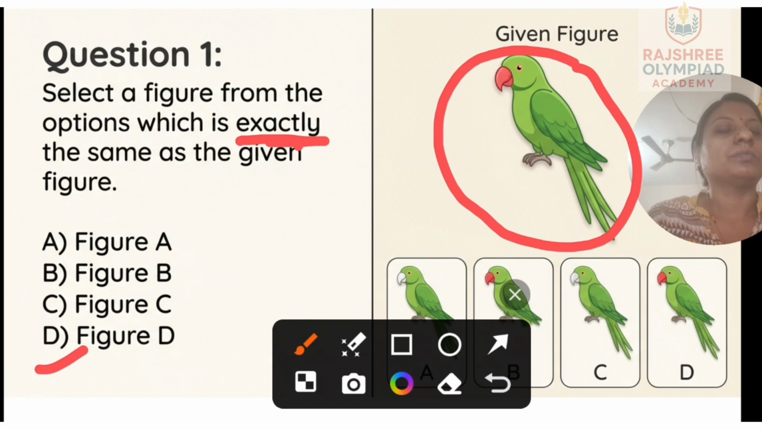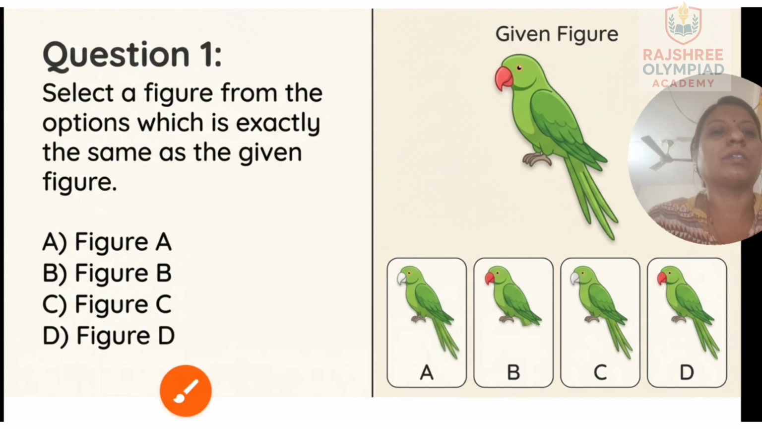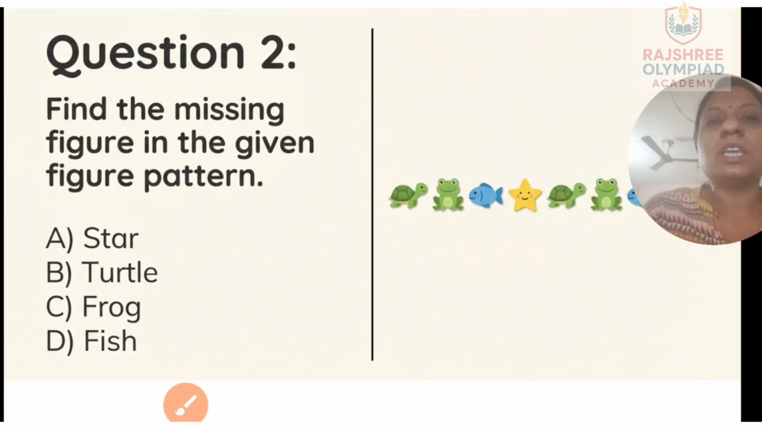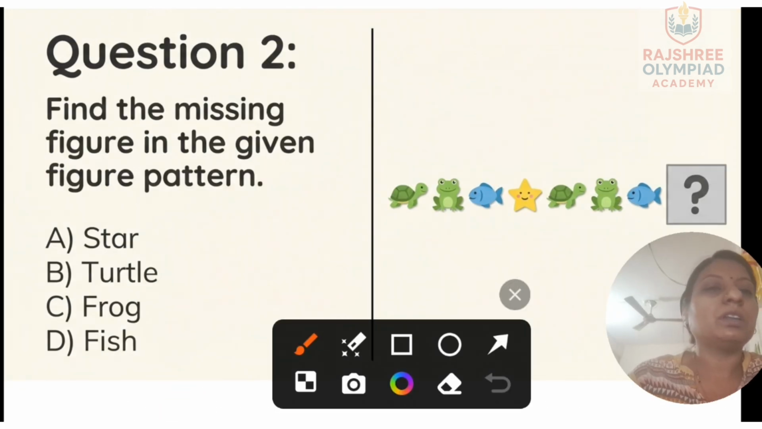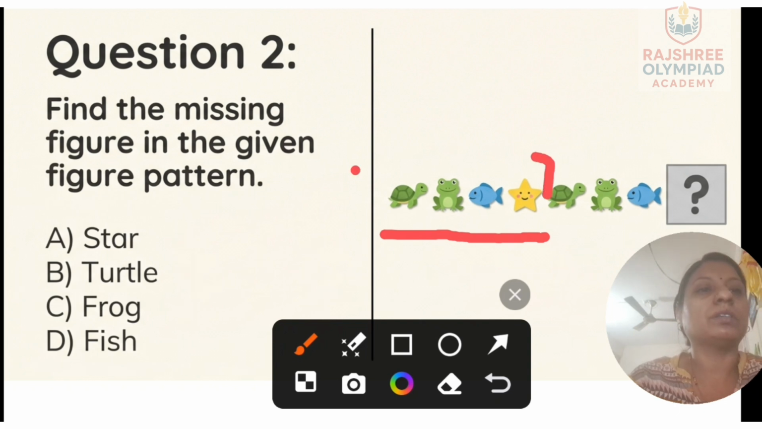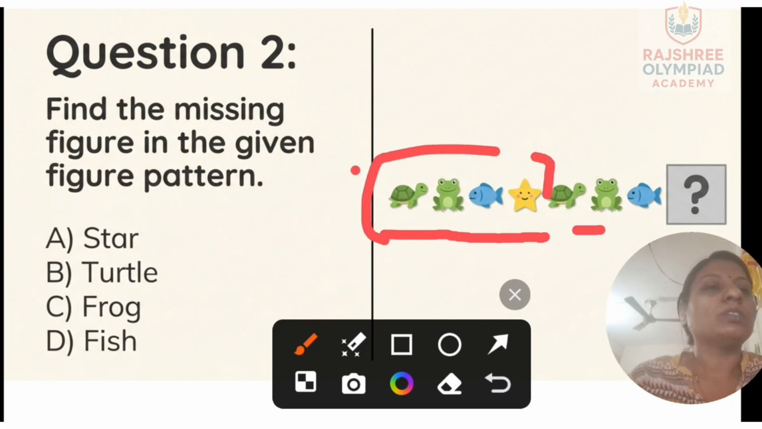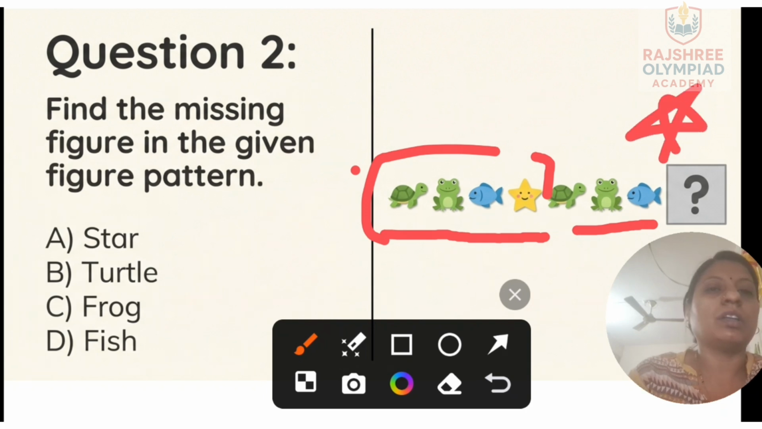Next, question number 2. Find the missing figure in the given figure pattern. What is the figure pattern? Tortoise, frog, fish, star. Here is your pattern. And next, tortoise, frog, fish, and what will come here? Here will be your star. So what is your answer? Answer is A.